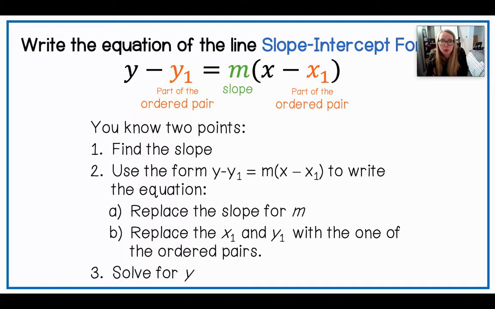Here's just a review of the steps we did in this example. We knew 2 points, so we had to find the slope first. Then we took one of those points and the slope and put it into the point slope formula. And then we solved for y so that our answer was in y equals mx plus b form.